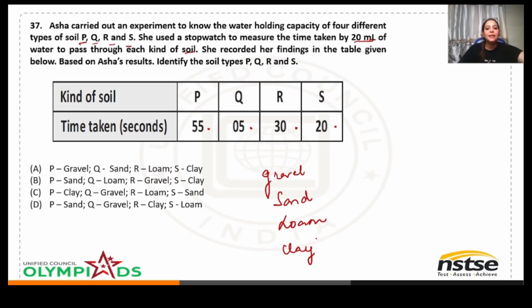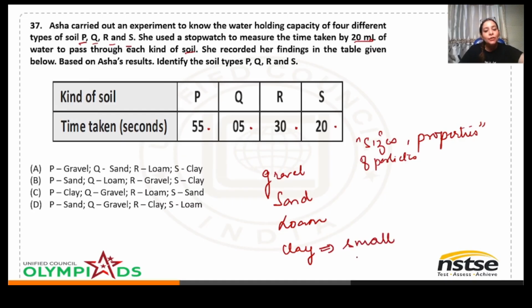Now let me tell you that we can differentiate soil into these types depending upon their sizes or their properties, which includes water holding capacity also. Now the size of the particles which are present in them: in clay the particle size is very, very small. Due to this its water holding capacity is good.